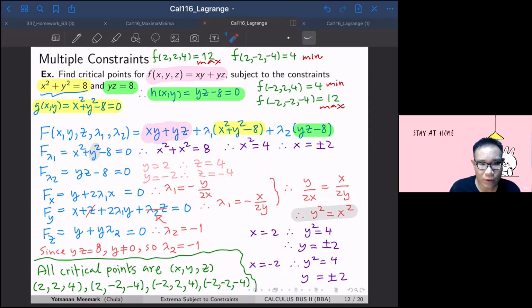Okay, so I'm going to stop here, and in the next video clip, I'm going to conclude and compare the second derivative test and the Lagrange multiplier for you, and we're going to do more examples on the application to word problems. Okay, so that's going to be all for this clip.